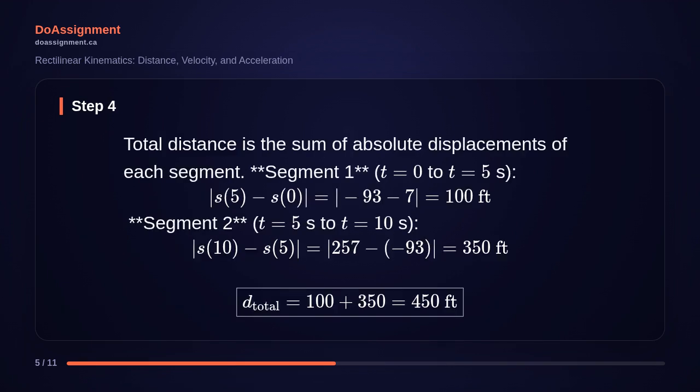The total distance is found by adding the absolute distance of each leg of the trip. From t equals 0 to t equals 5, the particle travels 100 feet. From t equals 5 to t equals 10, it travels 350 feet. The total distance traveled is 450 feet.